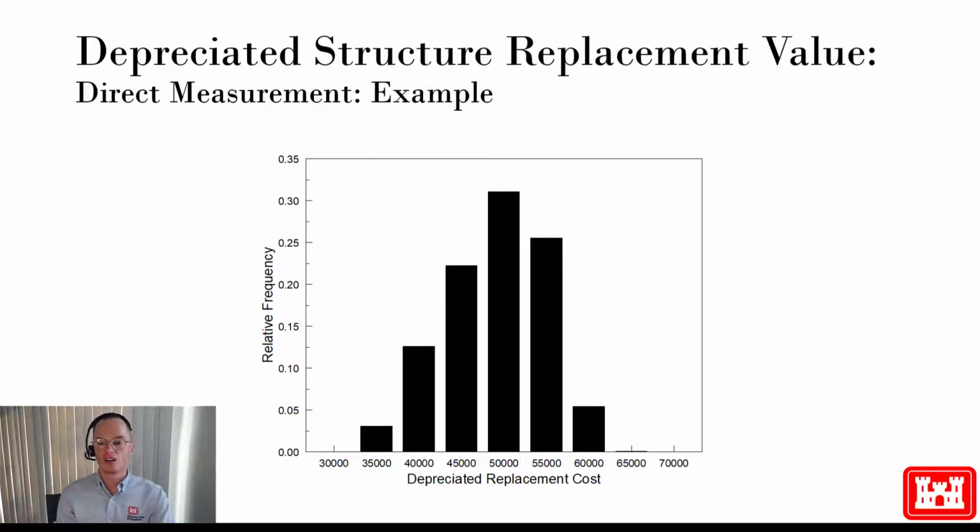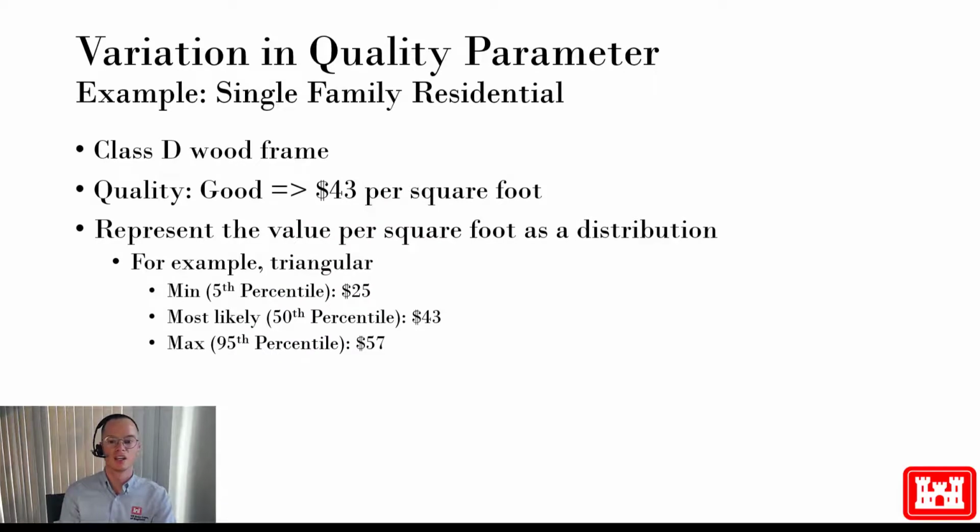Let's consider an example of all similar Class D wood frame single-family residential structures. We may see a distribution of depreciated structure replacement costs in the inventory, such as the distribution represented by the histogram on this slide. We want to characterize this distribution. We're looking at similar Class D wood frame single-family residential structures and can characterize the distribution of structure values with variation in the quality parameter through the price per square foot. For example, a good quality price per square foot may be $43, and this represents the most likely value. The minimum may be $25, and the maximum may be $57.